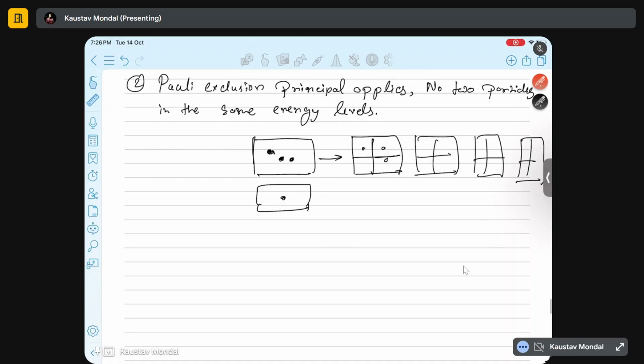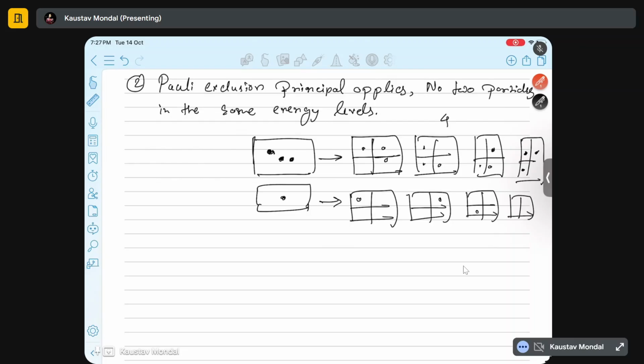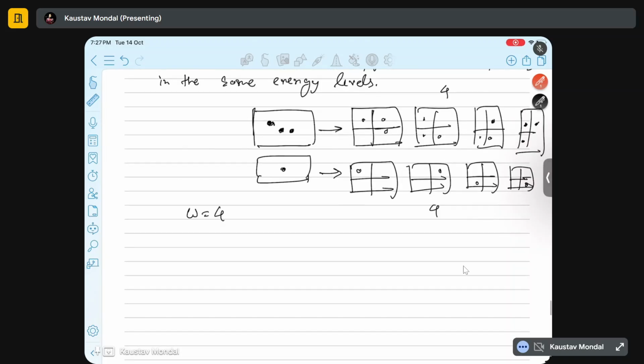Second configuration would be this. Third configuration would be this, and fourth configuration would be this, and this. So these are only 4 configurations that happen. Similarly here also 1, 2, 3, 4. 4 configurations here also, 4 here also. And total configuration W equal to 4 into 4 equal to 16.